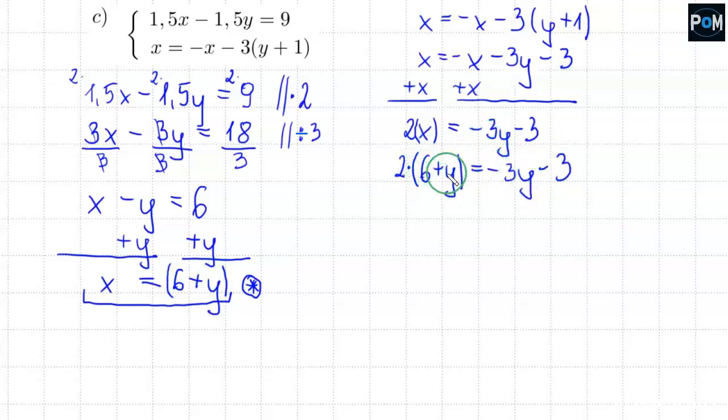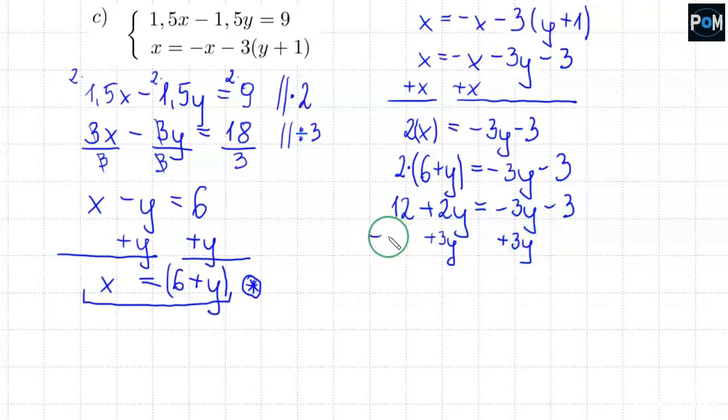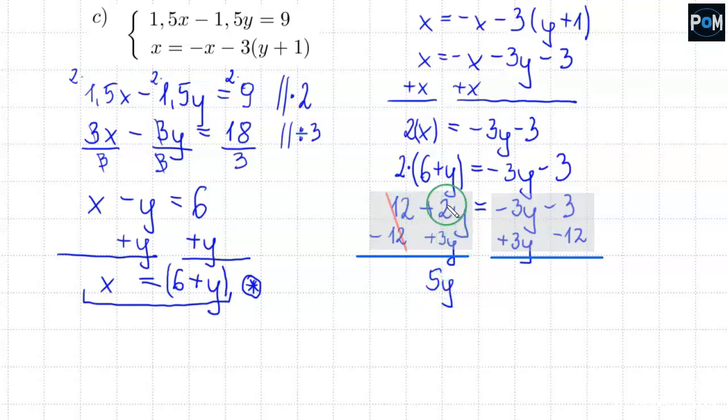I multiply 2 by everything inside the parentheses, which means 2 times 6 is 12. And 2 times y is positive 2y. To sort it all out, I add 3y to both sides of the equation. But also subtract 12. Then these 12's cancel out. I'm left with 5y after adding 2y plus 3y. Here the y's cancel out, and it comes out to negative 3 minus 12. That is negative 15. I divide everything by 5, so here by 5 and here by 5.